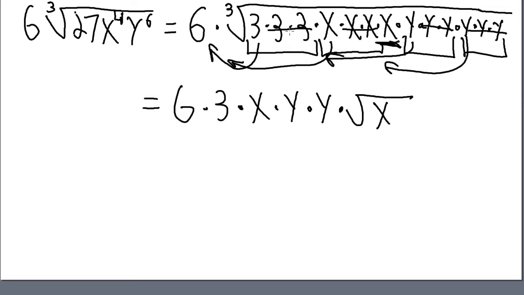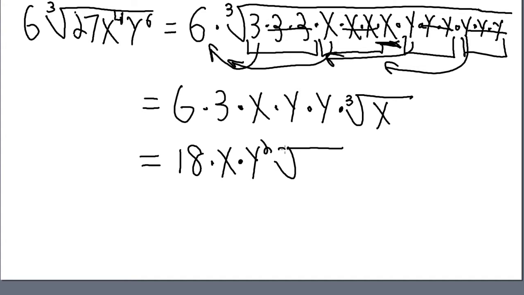Okay, now we just simplify this. Well, what's 6 times 3? That's the same as 18. X is just going to stay x. Y times y is y squared. And finally, we have, oops, forgot to put degree 3. We have degree 3 x on the inside.